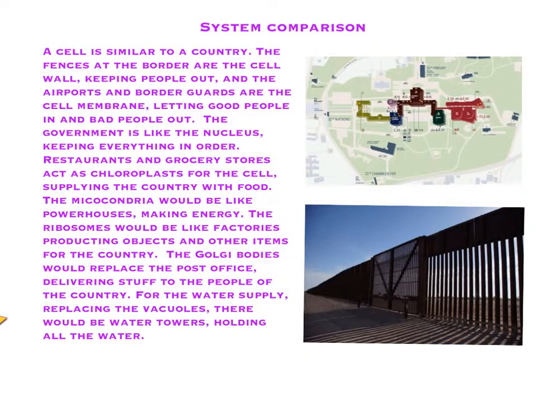A cell is similar to a country. The fences at the border are the cell wall, keeping people out, and the airports and border guards are the cell membrane, letting good people in and bad people out. The government is like the nucleus, keeping everything in order.